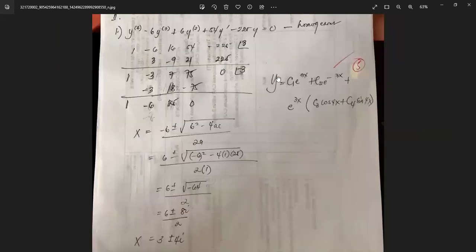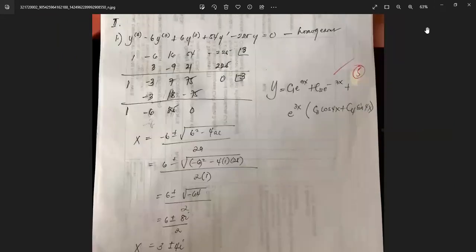Okay, the second item that I gave, I'll just close this one.